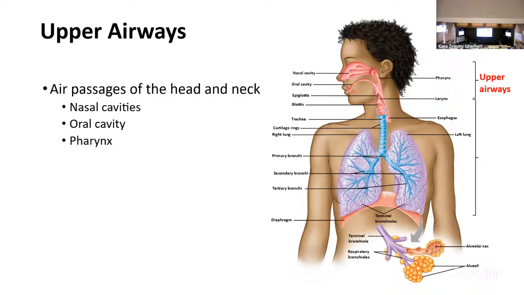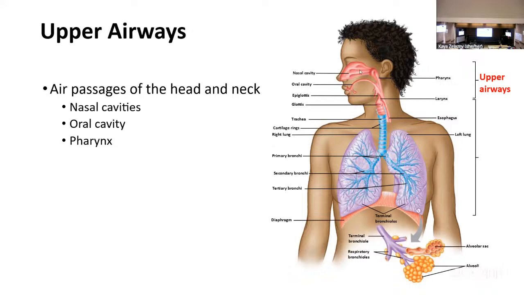When we're thinking about our air passages, we're thinking about the upper airways as our passages in the head and the neck, before we drop down into the thorax. When you breathe in air, you can breathe it in through your nose, through your nasal cavities. You can breathe air in through your mouth, through your oral cavity. And you can see that these two structures come together at the back.